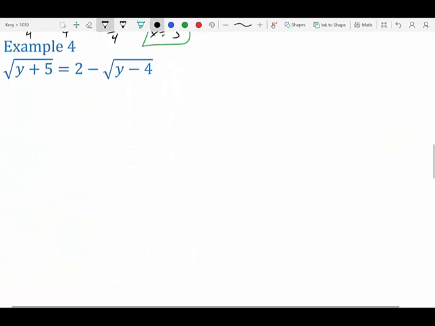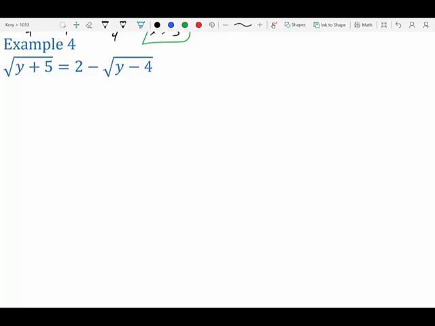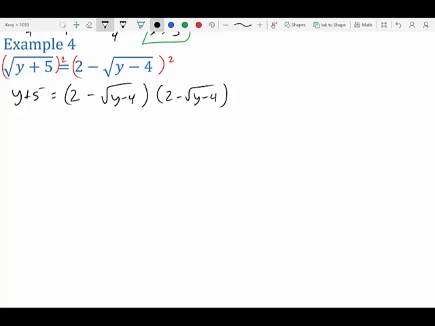Alright, example 4. This is where we have 2 radicals. So now that we have 2 of them, we need to isolate at least one of them. It's already isolated, so we're good to go. Now we're going to square everything. So we have y plus 5 equals, we're going to square 2 minus the square root of y minus 4, times 2 minus the square root of y minus 4. So we have y plus 5 equals 4 minus 2 times the square root of y minus 4, minus 2 times the square root of y minus 4, plus y minus 4.